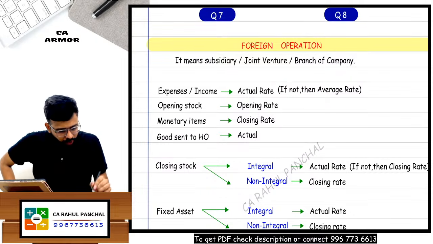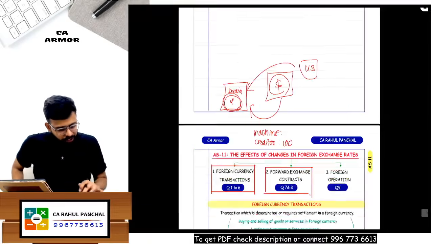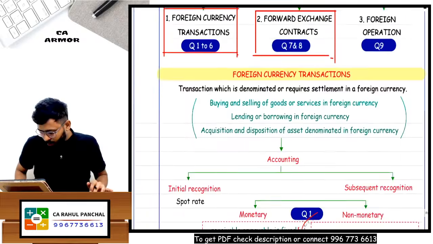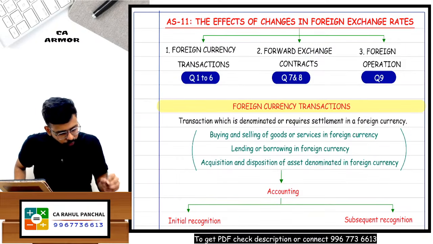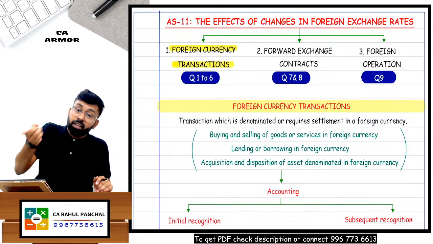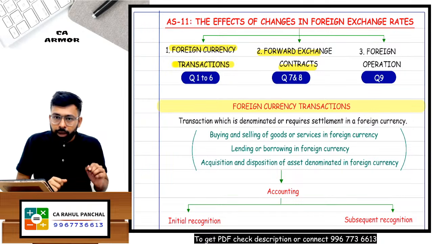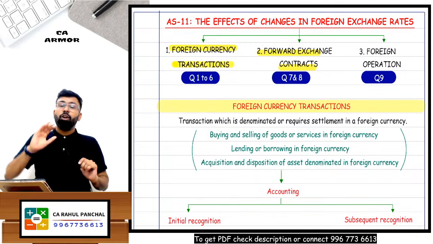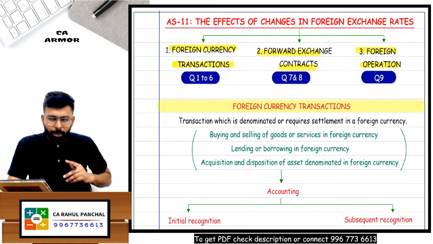Now, what is a foreign operation? This chapter is divided into how many parts? One is foreign currency transactions: if I enter into a transaction, and after that I enter into a forward contract, how should accounting be done? Or if I just buy the forward contract and sell it, how should accounting be done? That is also covered. Now what is a foreign operation?